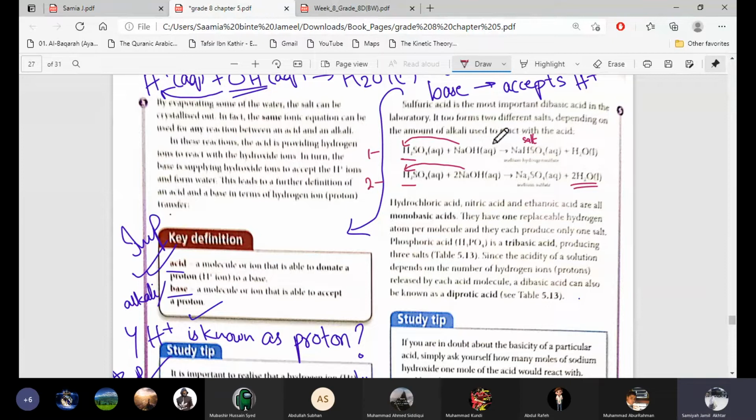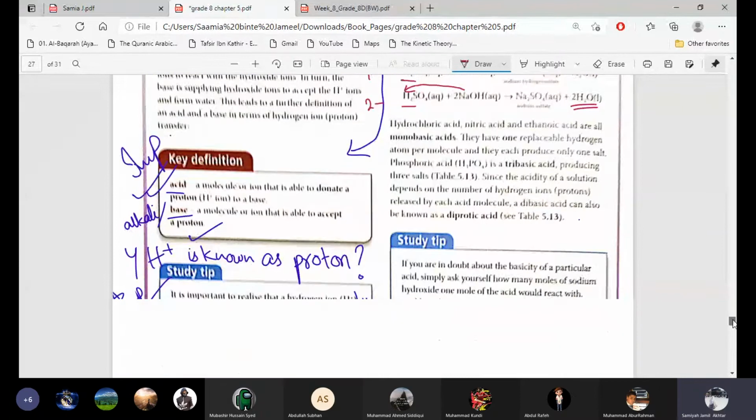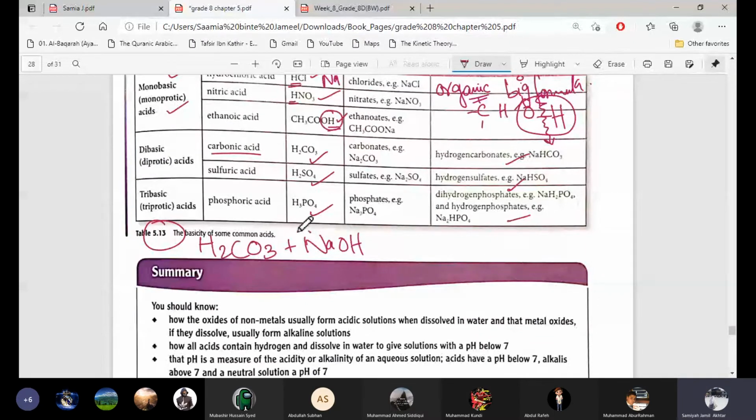Same in carbonic acid also. Carbonic acid is H2CO3, plus sodium hydroxide. If sodium replaces only one hydrogen, the product will be sodium hydrogen carbonate. And if sodium replaces both of the hydrogens, then the product will be sodium carbonate, simple.